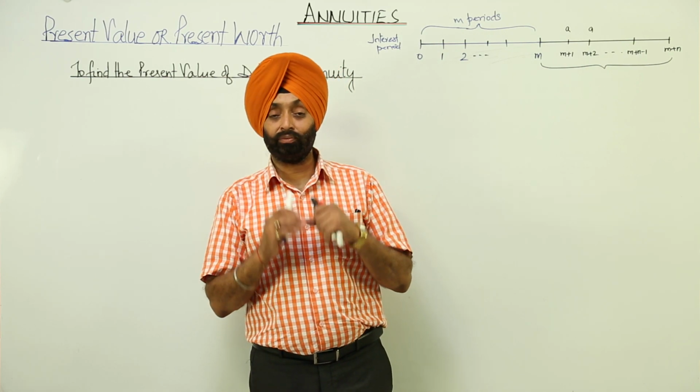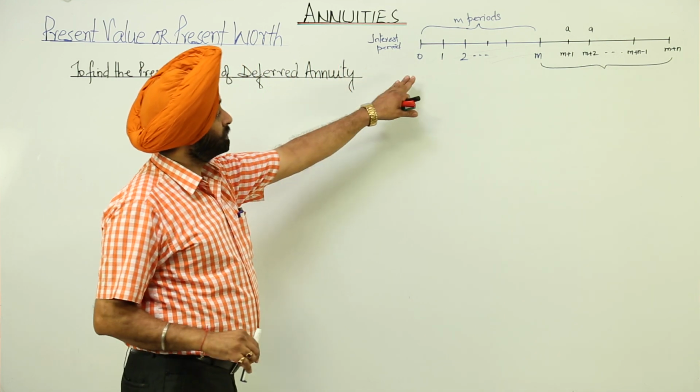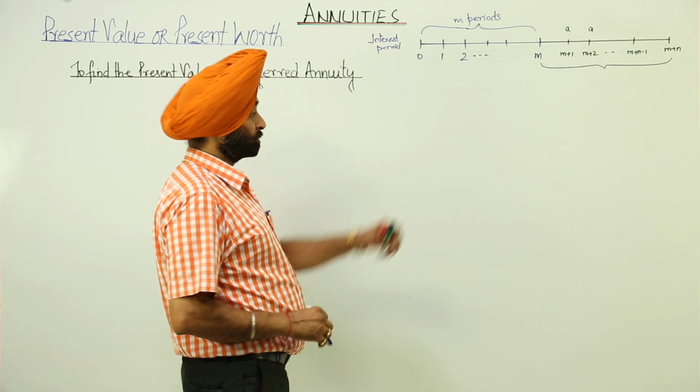Now let us derive the formula to find the present value of the deferred annuity. This is a number line I have drawn. I am just going to explain it now.